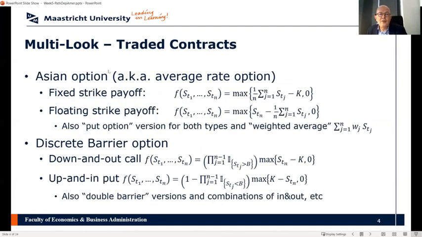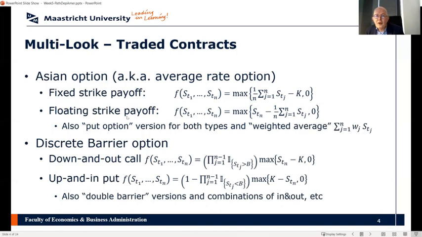Some examples of traded contracts in the real world are a class known as Asian options, or average rate options, where I first compute the average of the stock prices, or interest rates, or whatever variable. This average is the summation for j from 1 to n of S_tj, multiplied by 1 over n. Then I can do a call option type of payoff, where I take the maximum of the average value minus K and 0. This is known as a fixed strike Asian option.